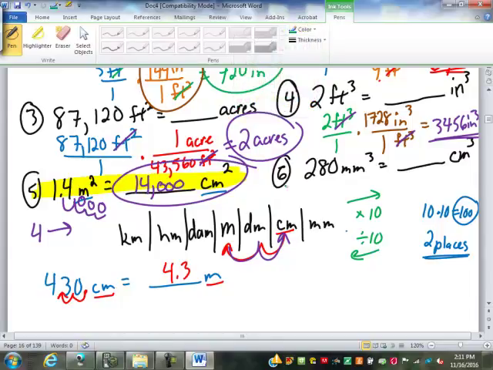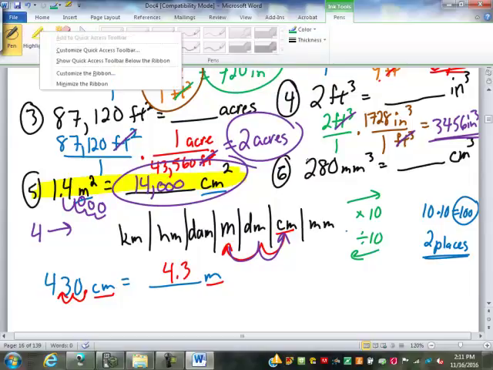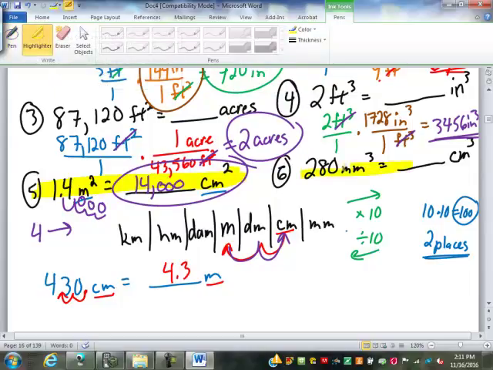In the next one here, 280 millimeters cubed into centimeters cubed. When it is cubed, each spot on the chart again is no longer 10. It's 10 by 10 by 10. 10 to the third power, 10 cubed, which is 1,000.